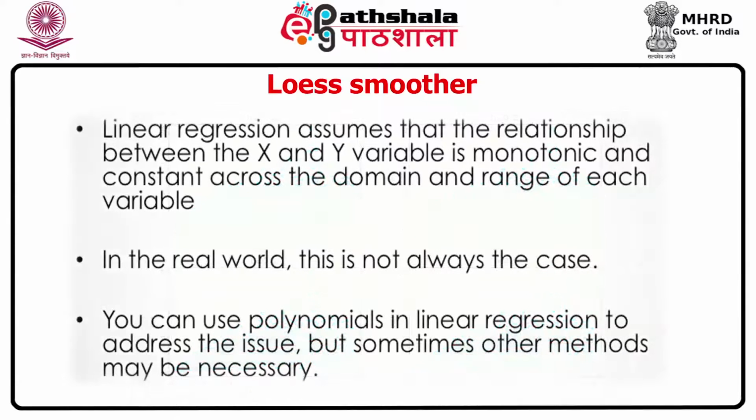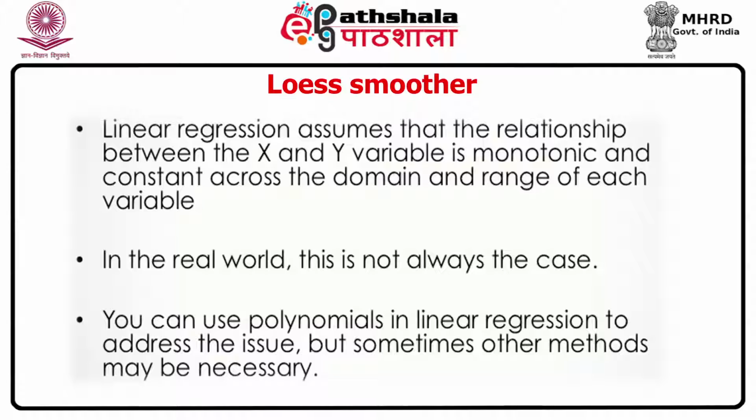So more generally, we can define something called a Loess smoother. Note that linear regression assumes that the relation between x and y is linear, or if not linear, it could be polynomial, but it is necessarily monotonic and constant across the domain and range of each variable. Now there is no reason why every single regression must be linear or polynomial, or in fact even have a particular structure like being monotonic.